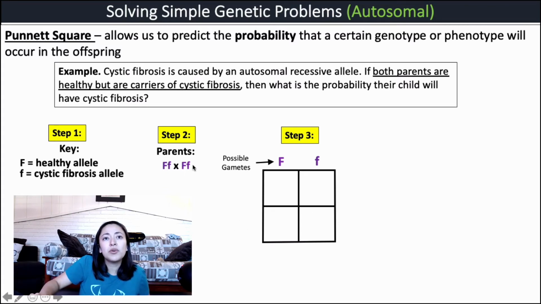Now let's look at the possible gametes the other parent can make. That would go along here. It's the same thing. Big F or little f is what they could give to their offspring. Now let's look at the possible fertilization events.